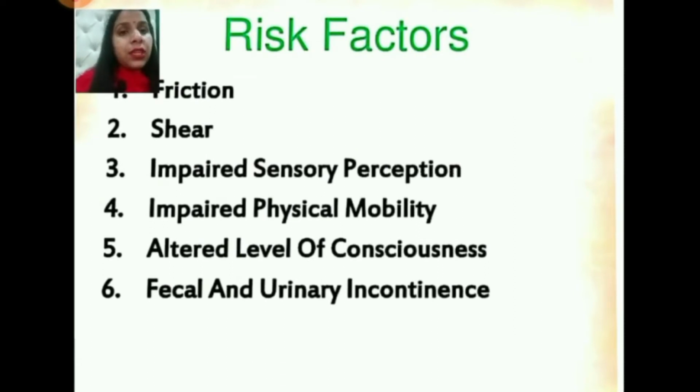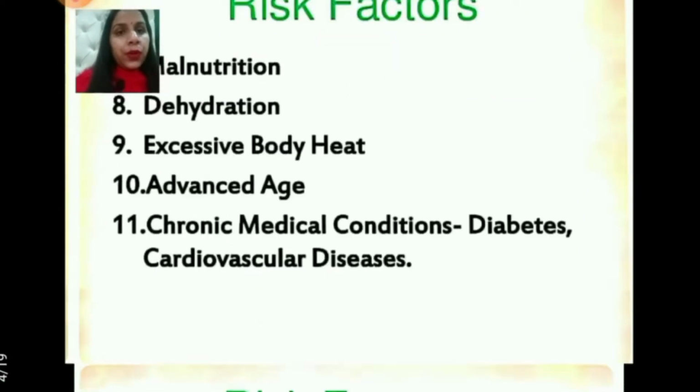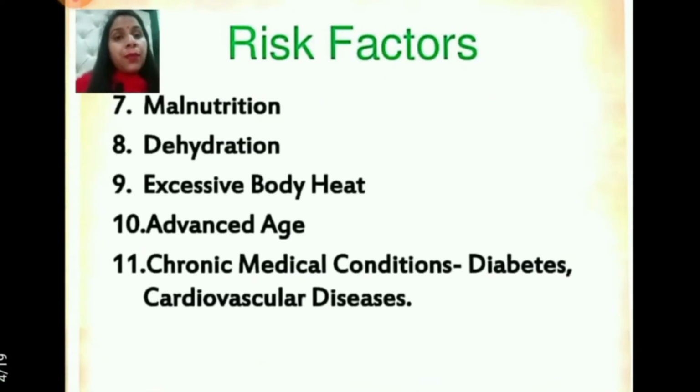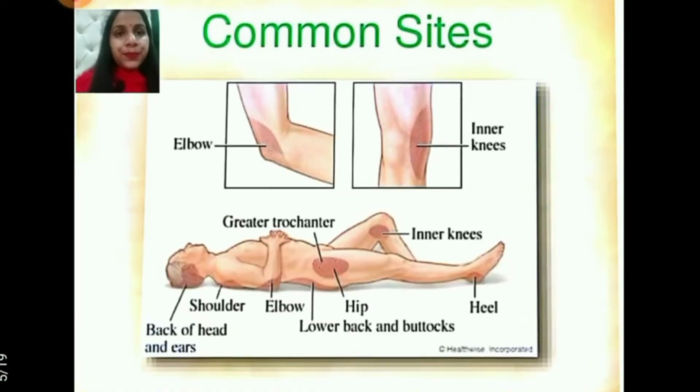First one is friction, next is shear, third is impaired sensory perception, next is impaired physical mobility, next is altered level of consciousness, next is fecal and urinary incontinence, next is malnutrition, dehydration, excessive body heat, advanced age, and chronic medical conditions like diabetes and cardiovascular diseases.